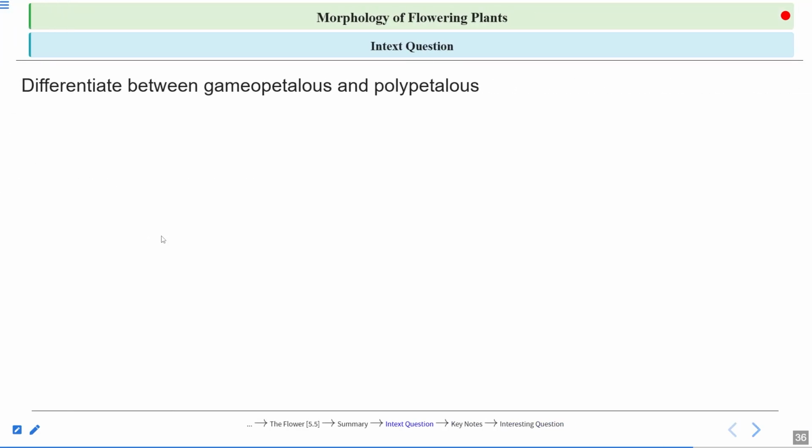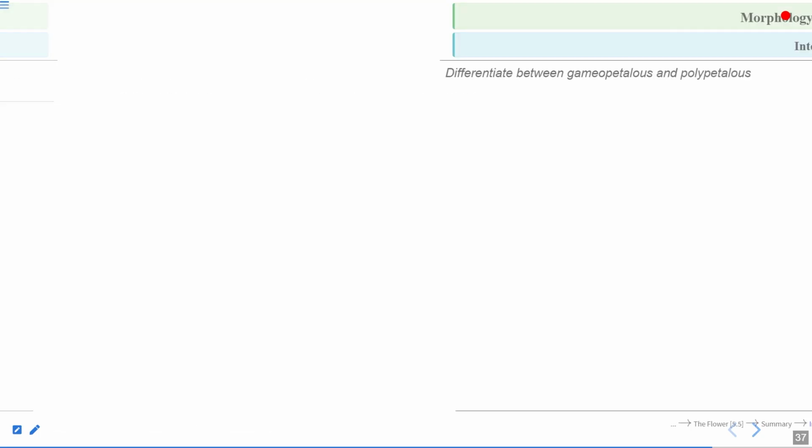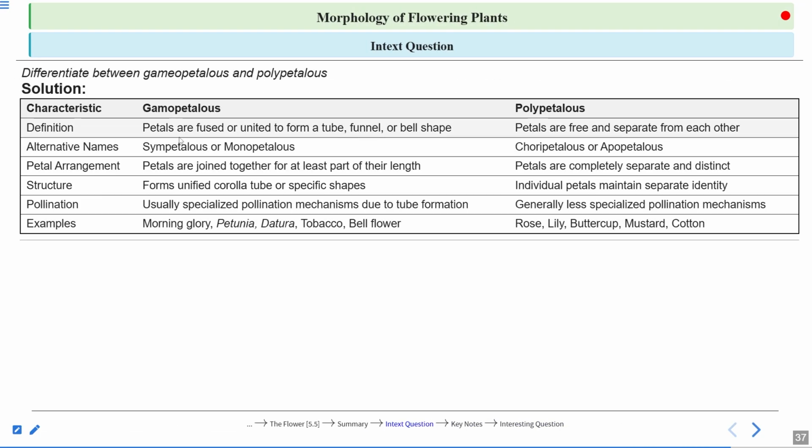Differentiate between gamopetalous and polypetalous. Let us see the answer. So these are the differences. In gamopetalous, petals are fused or united to form a tube, a funnel or a bell shape. In polypetalous, petals are free and separate from each other. Gamopetalous is also called sympetalous or monopetalous, and polypetalous is also called choripetalous or apopetalous. These are the alternative names.